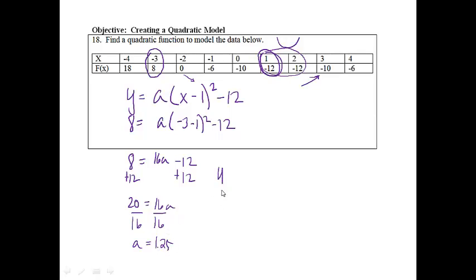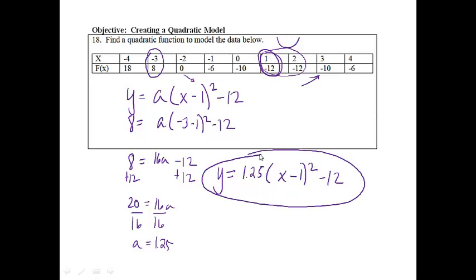So now if I rewrite that equation, I'm going to get y equals, my a is 1.25, times x minus 1 squared, minus 12. Do not forget the squared, because that's what makes it quadratic. And if you picked a different point, you're not going to get the same a, but you should get something close. I know I picked another one when I was working it before, and I got 1.11, but still it was pretty close.